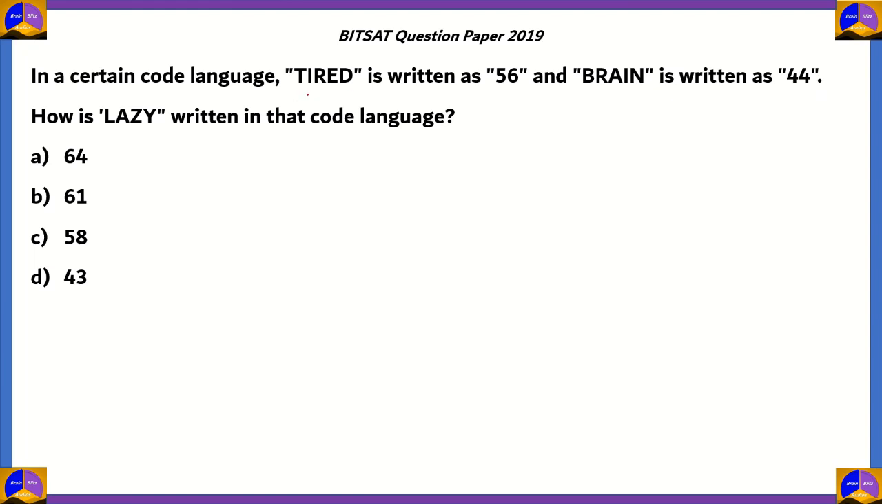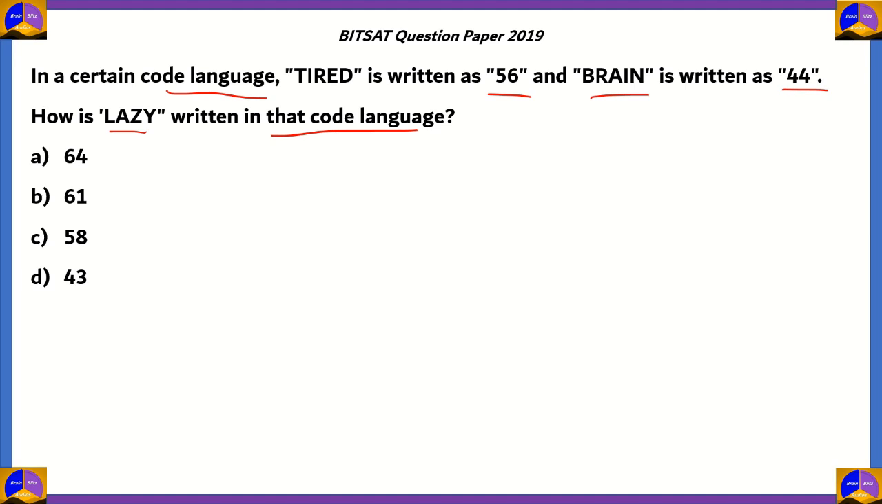Let's look at this question. This is from coding and decoding. In a certain code language, tired is written as 56 and brain is written as 44. How is lazy written in that code language? Now, in most codes, there will be a code for each letter. But for this particular code language, tired is written as a 2-digit number, 56, and brain is written as a 2-digit number, 44.